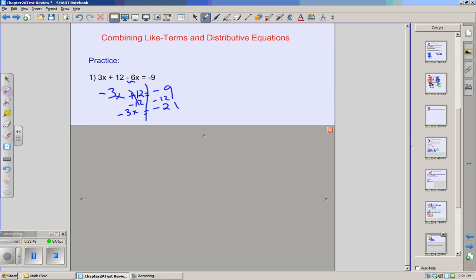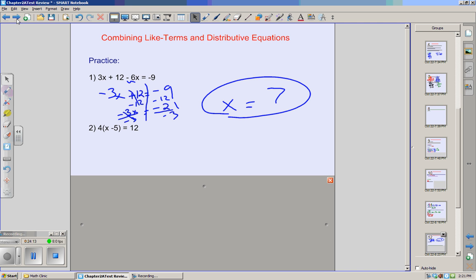The negative 3 and the x are multiplying, which means I need to divide by negative 3, divide by negative 3. x equals negative 21 divided by negative 3. 21 divided by 3 is 7, and a negative divided by negative is a positive. Positive 7 is my answer. In that problem, I combined like terms, and then I solved.